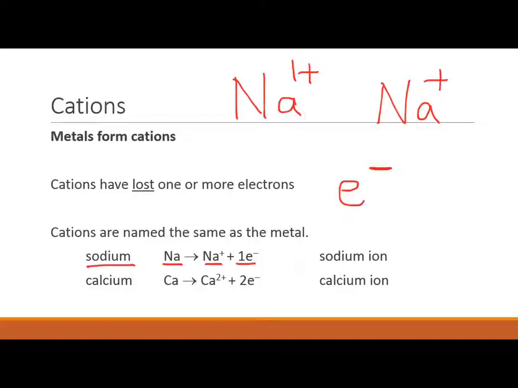All right. Now, it's also important that we know how to name these things. Turns out that cations are really easy to name because they keep the name of the metal. So sodium atom, sodium ion. Calcium atom, calcium ion. All right. It's also important to note that sometimes we remove more than one electron. So if you take a neutral calcium atom, you can actually remove 2 electrons from it to form calcium with a 2+ charge.